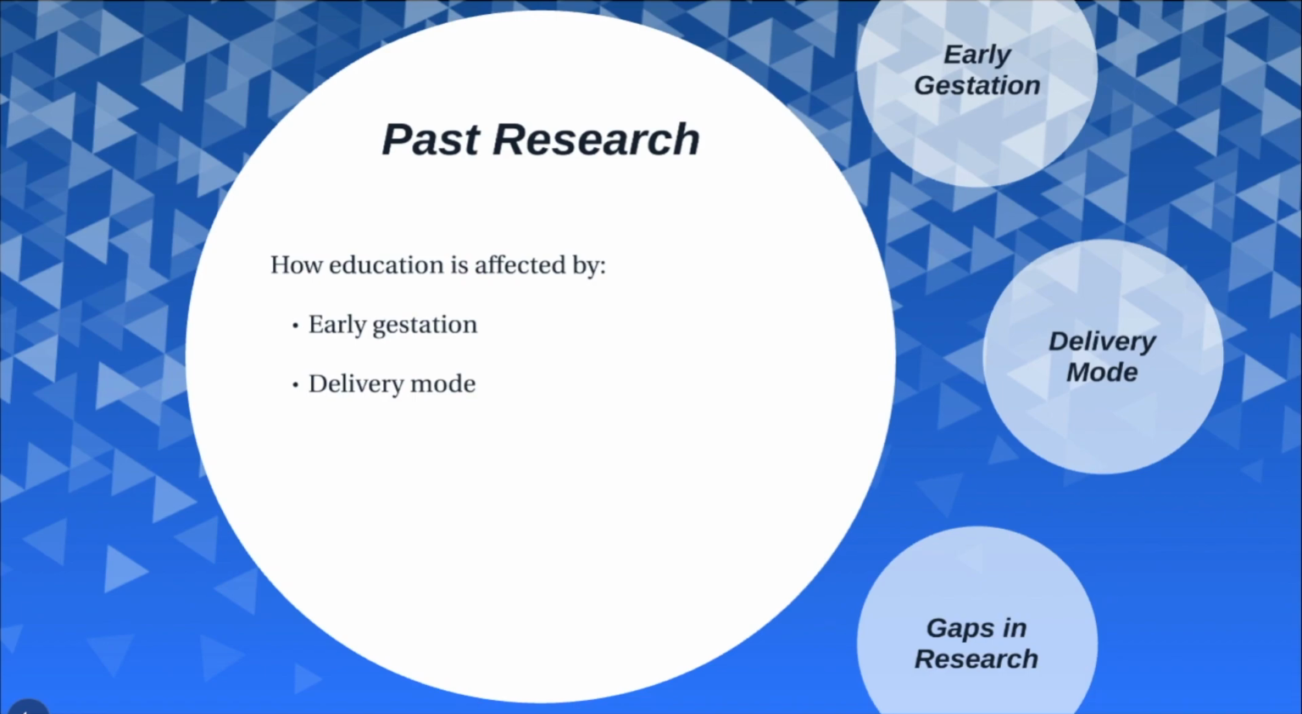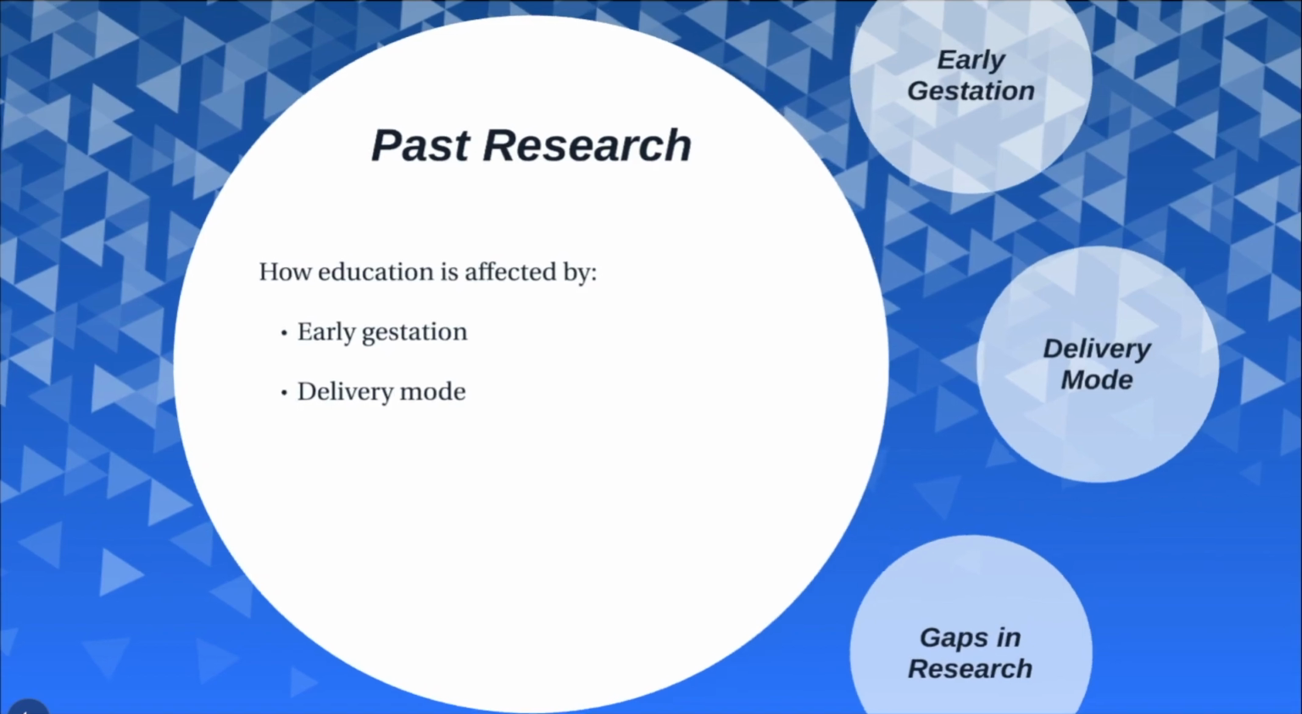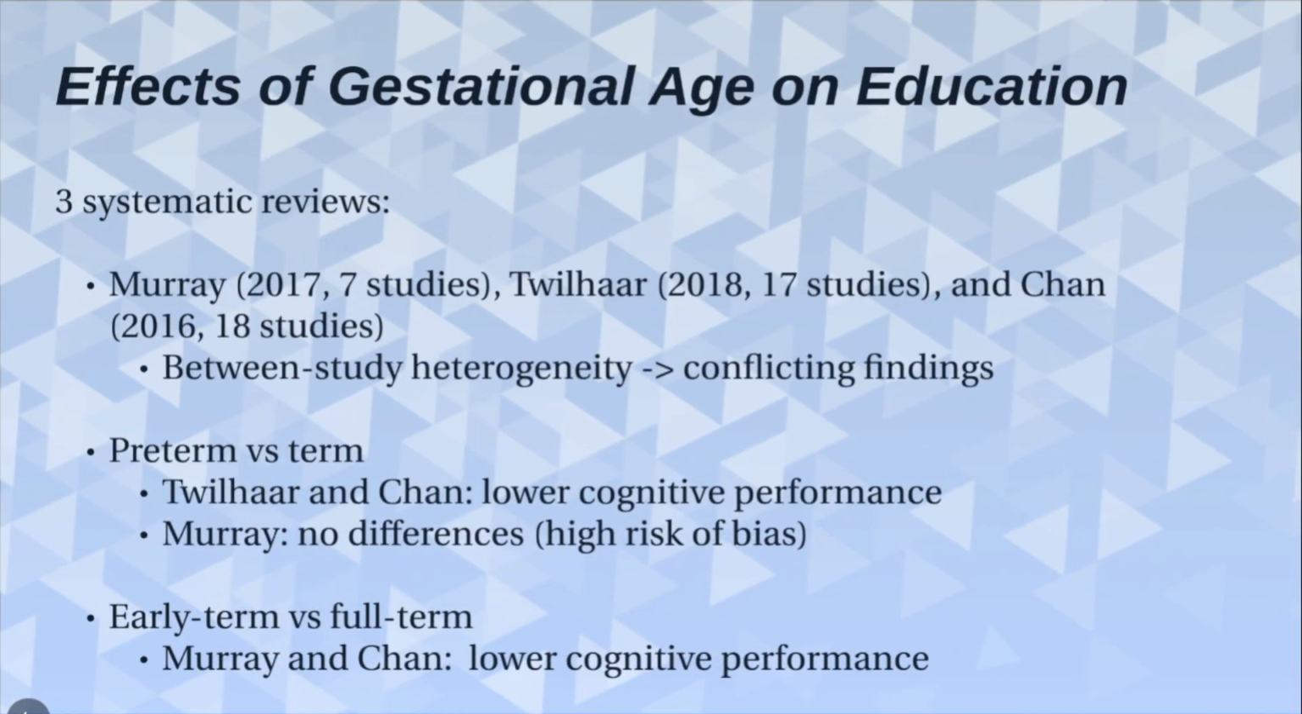So before going into further detail about how this project will aim to answer these questions, I'll first outline the existing literature on the topic, firstly studies comparing gestational age with educational outcomes, and then delivery mode with education. So beginning with those studies that compare the effects of gestational age on education, the majority of our knowledge is summarised in 3 systematic reviews by Murray, Twilhar and Chan, which included 7, 17 and 18 studies respectively.